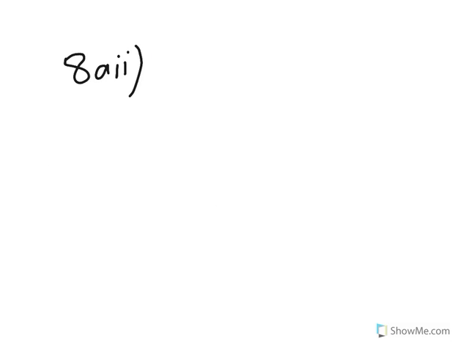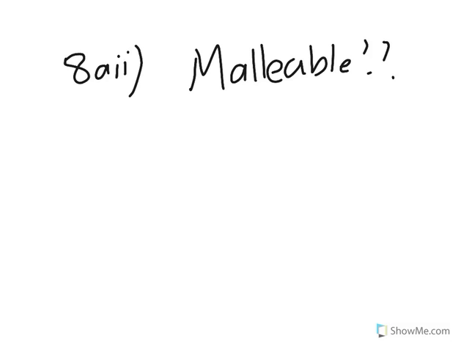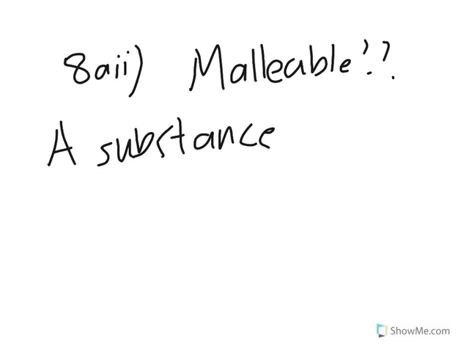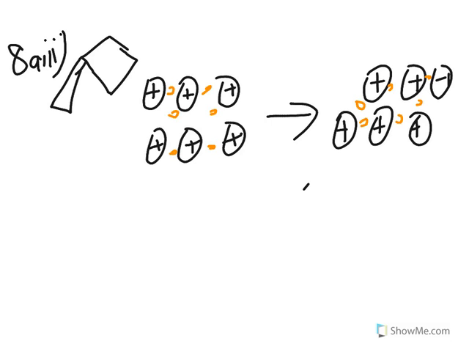Okay, so question 8B2 is asking what is meant by the term malleable. Malleable basically means when I smack a substance, it can be beaten or hammered and formed into a thin shape or a thin sheet. So a quick definition would be: a substance that can be hammered to form a thinner shape, such as a sheet. And so that's malleable.